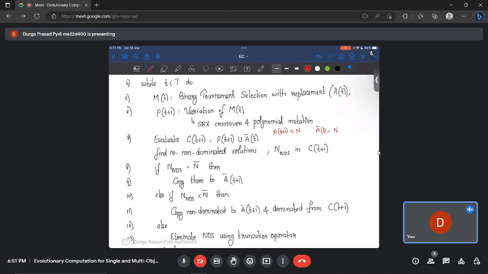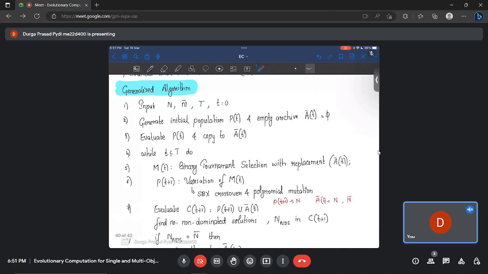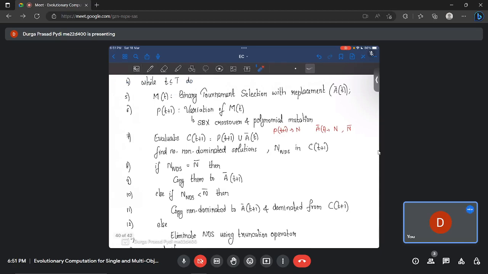Initially at t equal to 0, A bar of T will have n solutions, but for other iterations, this will actually be n bar solutions. Like we have defined n bar, if you recollect, this n bar is the size of R cube. For the initial case at t equal to 0, A bar will have n solutions. So now your C of T plus 1 will be having 2n solutions.